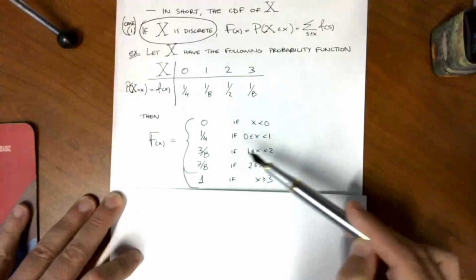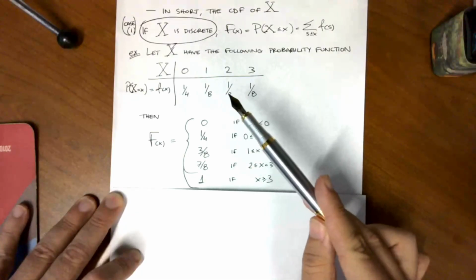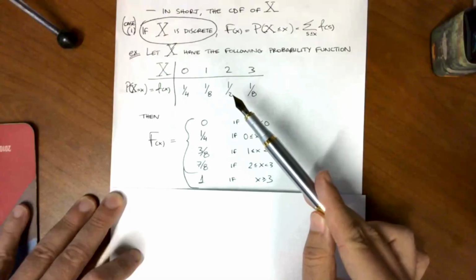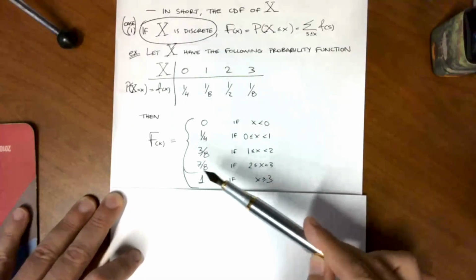Okay, and you can continue on up to the point of 2, but not equal to 2. Once x hits the value of 2, you can accumulate also this 50% of the probability. That gets you to 7/8.